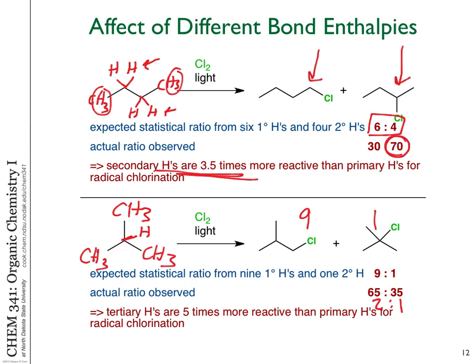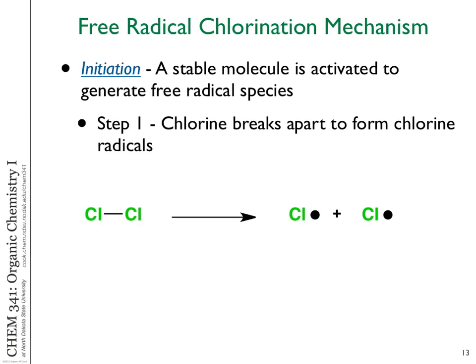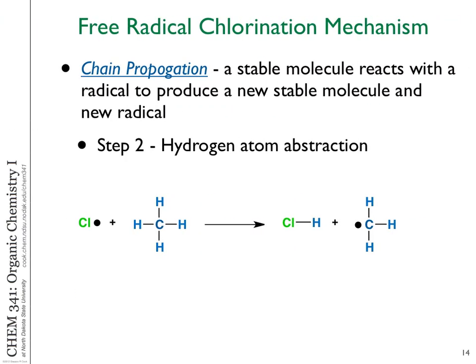You look at that and you say, well, that means the one tertiary hydrogen has to be more reactive than the 9 primary hydrogens, and if you calculate that out, it's about 5 times more reactive for a tertiary hydrogen to be pulled off than a primary. And that makes sense thinking about our bond enthalpies and the CH bond strengths. Oops, let me go back, I missed that.